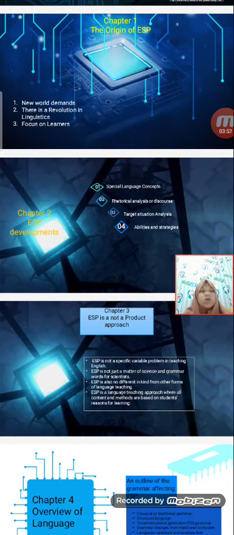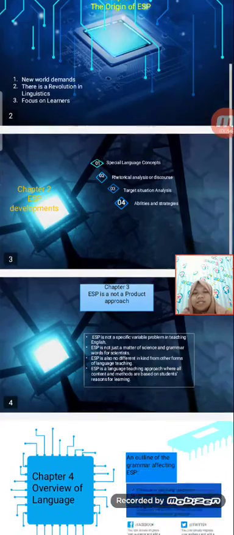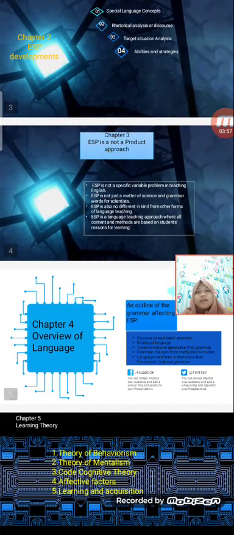Okay, next I will explain chapter 3. ESP is an approach. There are three branches in ESP, namely English for Science and Technology or EST, English for Business and Economics or EBE, and English for Social Science or ESS.